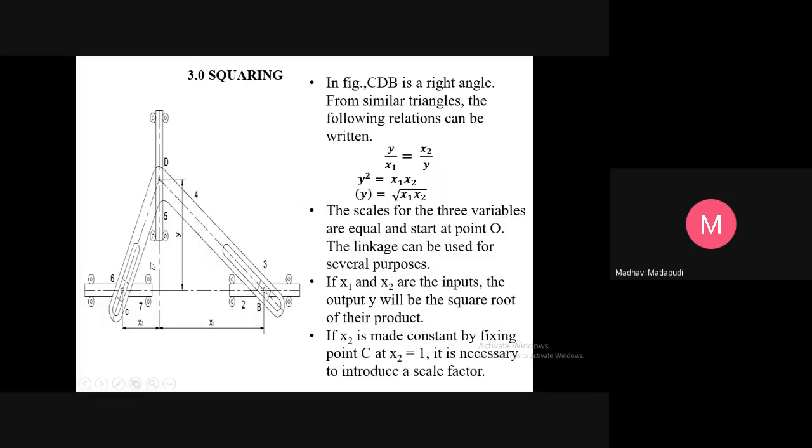Now if you again compare the ratios of these two triangles, you have Y by X1 is equal to X2 by Y, or Y square is X1 into X2, or Y is square root of X1 into X2. So the output is the square root of the product of two inputs. So you can obtain a mechanism with this particular operation.